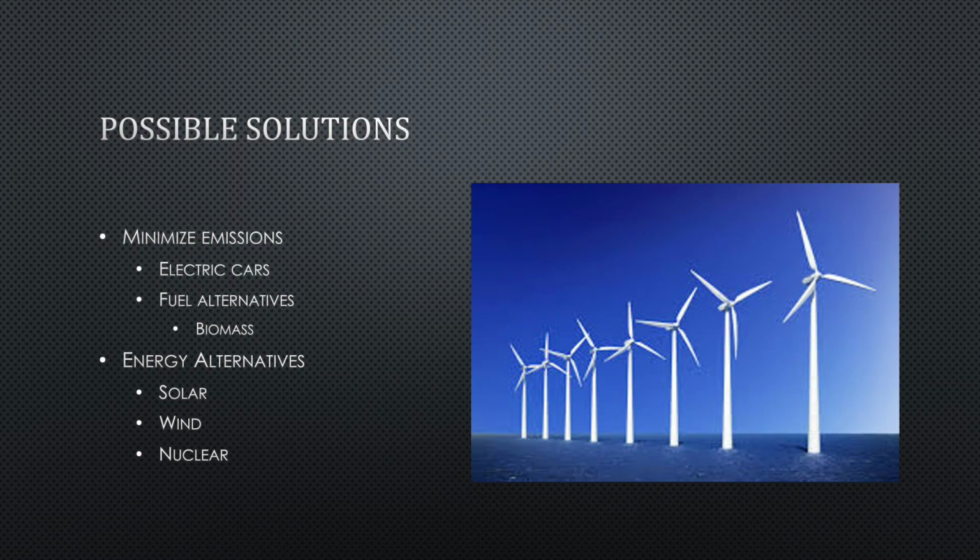With the problems of carbon emissions and ocean acidification appropriately addressed, we can now look at possible solutions. Firstly, scientists and engineers have been working over the years to reduce carbon emissions. Solutions such as electric cars or fuel alternatives have been implemented. Biomass is a particular solution that has gained a lot of traction recently.